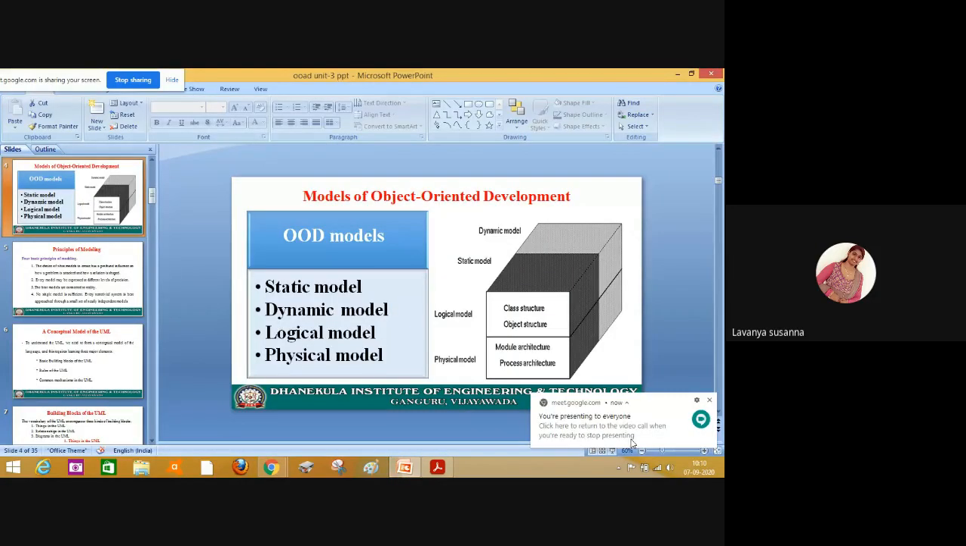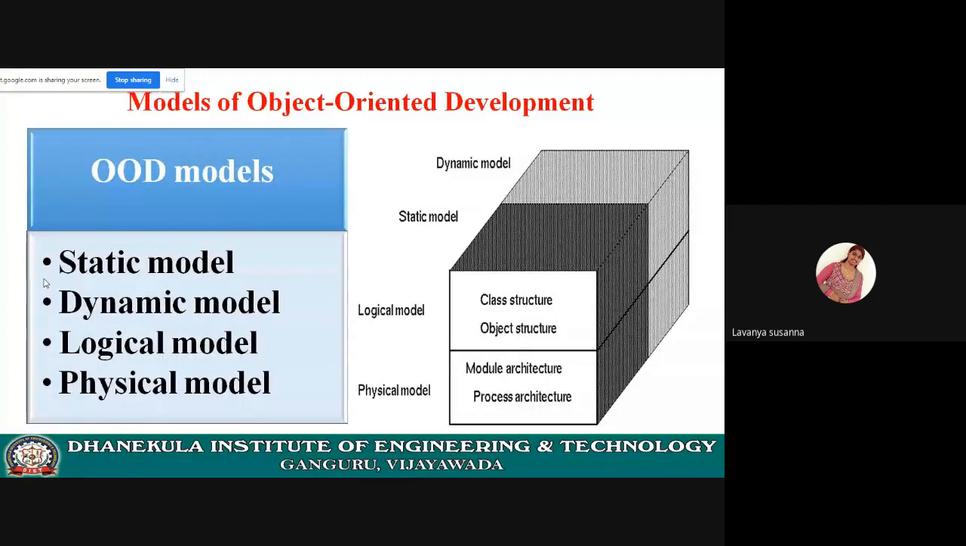Very good. In the static model, you are going to identify the classes. What are classes? What are objects? And what is the relation between them? Next, there are two perspectives of the logical model. What are they? Static model and dynamic model.